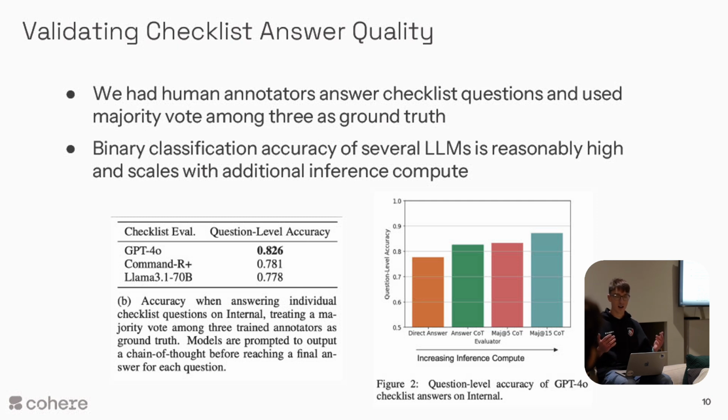And we find that it's reasonably high, but that it also scales if we assign more inference compute to the evaluator. So if we allow the evaluator to generate a chain of thought before it answers a checklist question, or we use a majority vote among more and more generations, then the question level accuracy increases. So this indicates that, similar to lots of stuff you'll have seen around inference scaling, this domain of evaluating also benefits from inference scaling, which is nice.